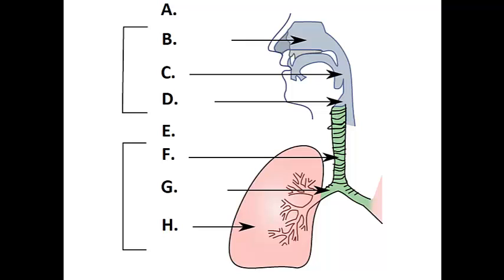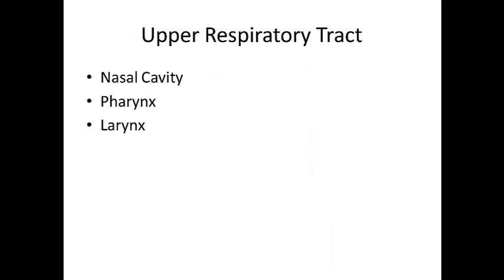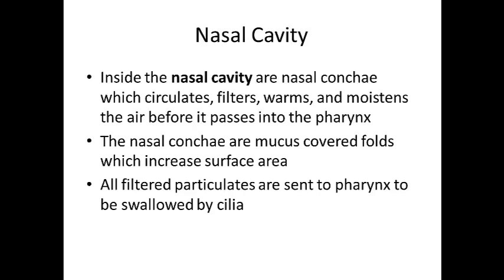For the rest of the video, we will be focusing on the upper respiratory tract and what each area does in that part of the respiratory tract. The area in which air passes first is the nasal cavity. Inside the nasal cavity, there are nasal conchae, which spin the air in circles while mucus and hair filter, warm, and moisten the air before it passes to the pharynx.